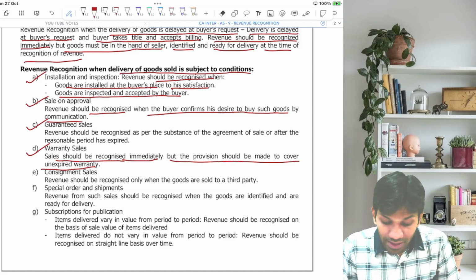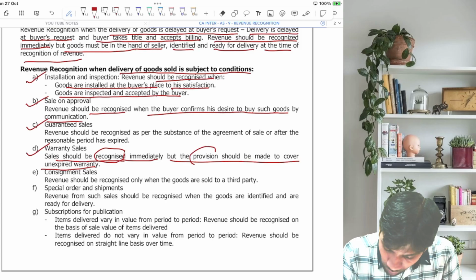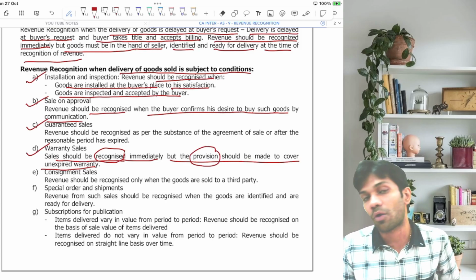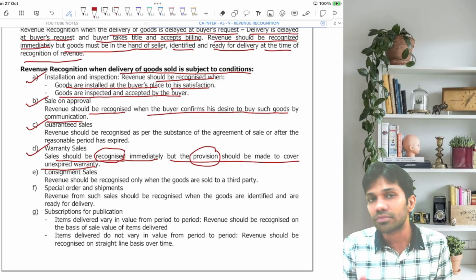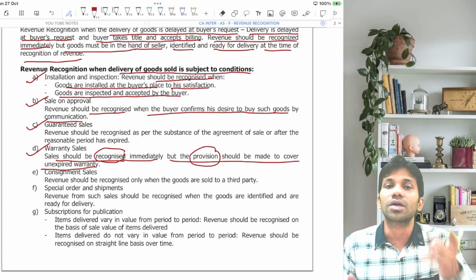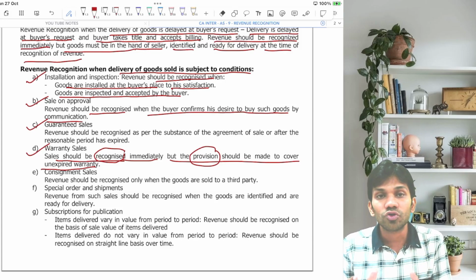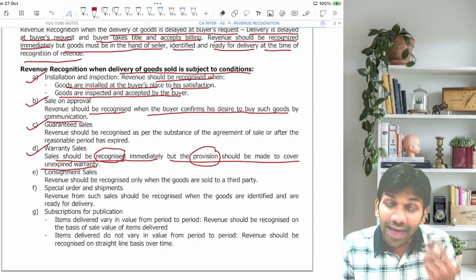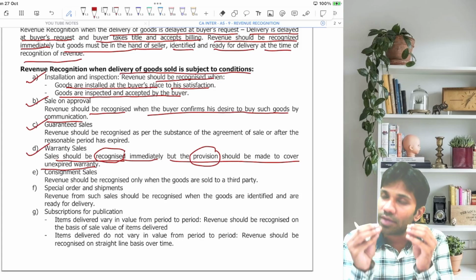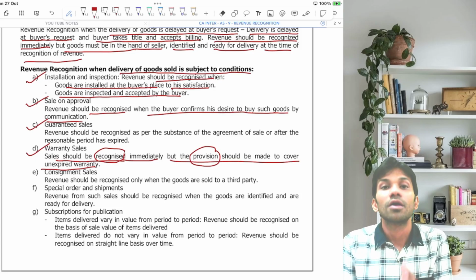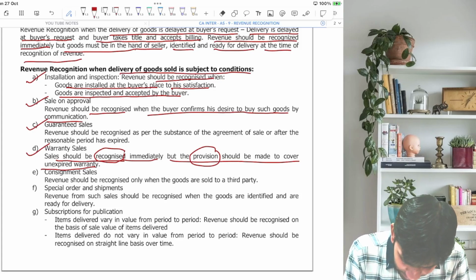And how will I create a provision? Based on past experience. So what they are trying to say in warranty sales is, sales should be recognized immediately, but provision should be made for unexpired warranty. Now what is unexpired warranty? 1 year period is still left. So within 1 year, if somebody comes, I have to make it good to the customer and make the repairs and give it back to him. Provision should be created for the expenses which I might need to incur if some customers come with complaints. So warranty sales, revenue should be recognized immediately, but provision should be made for meeting some expenses to make good the product.